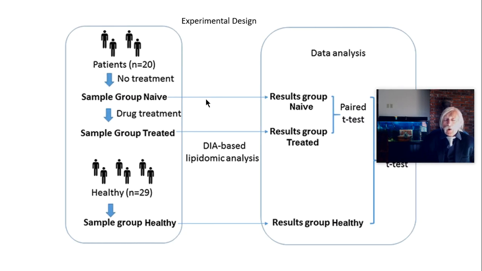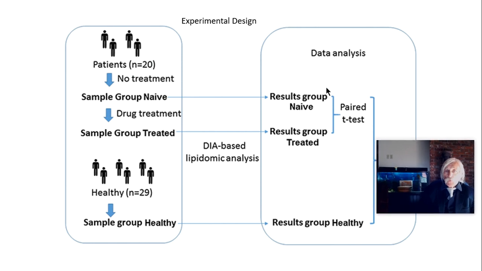All right, so a little bit about the experimental design. So that's the technique they used. A little bit about the experimental design here. They had patients with no treatment, and then those are called sample group naive. And so you get a result from that group of naive schizophrenics. Then you give them a drug, and you have the sample group treated, and you're going to compare those on a paired t-test between the results of the schizophrenics treated with the drug versus those that are not.